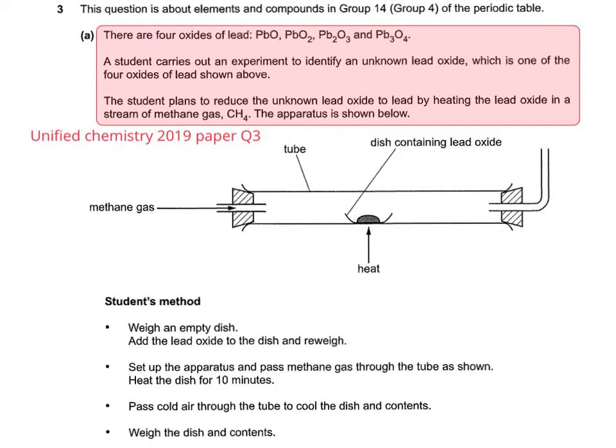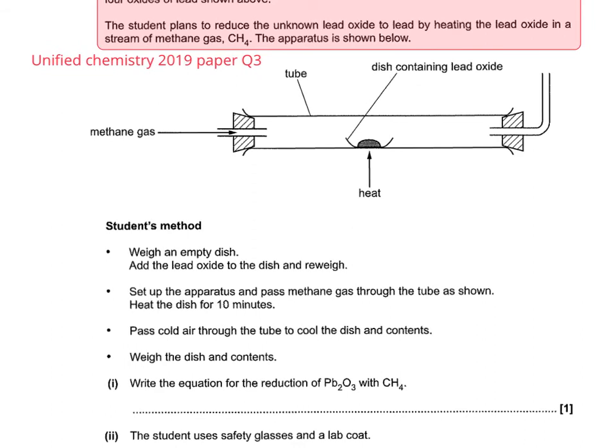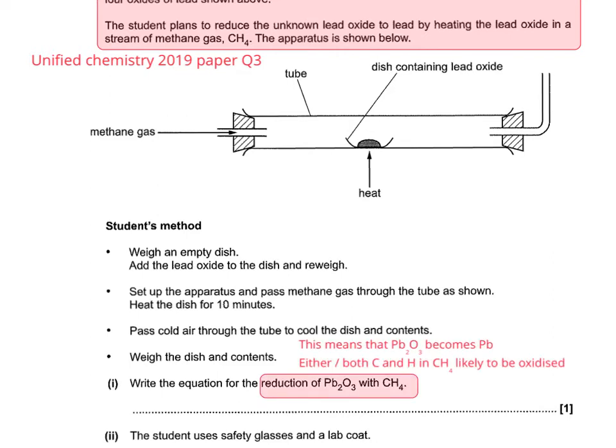If we just bring the page down, you'll see that. So it says to write the equation for the reduction of Pb2O3 with CH4. So this would mean that either or both the carbon and hydrogen in CH4 are likely to be oxidized. So now we have to think about what the left-hand side of the equation is going to look like. So this obviously isn't balanced, but we have to think quite carefully how to balance this now.